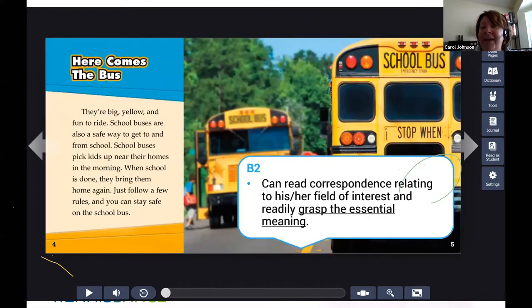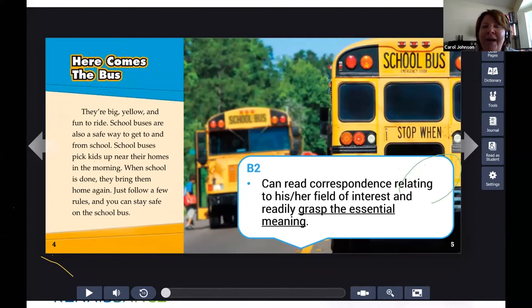All right, and then finally I'll hit the B2 because that's the level that we were talking about that is really where you want to see your students land for the most opportunity. Again, we're still talking about transportation. Here comes the bus. Students at this level can read correspondence relating to his or her field of interest. That's what matters. And they can grasp all the essential meaning. And that is what we want for our students.